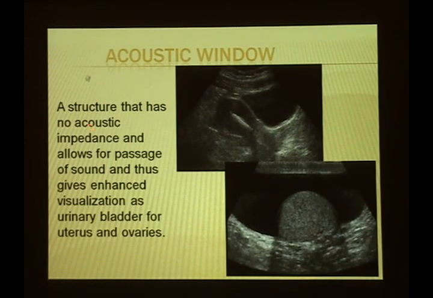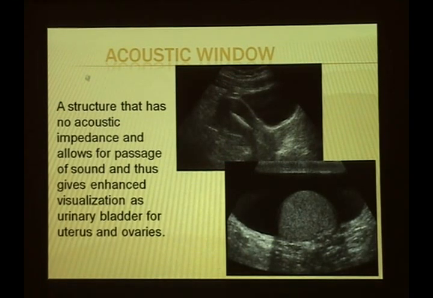Acoustic window is a structure that has no acoustic impedance and allows for the passage of sound, and thus gives enhanced visualization, as the urinary bladder is used to visualize the uterus and ovaries. We use windows to look at other areas. Similarly, in ultrasound, those organs or tissues that can be used to look at other organs are known as acoustic window.